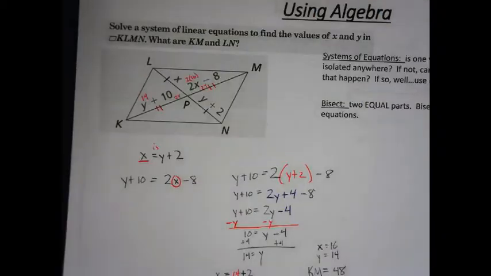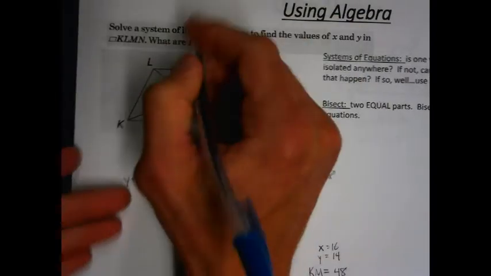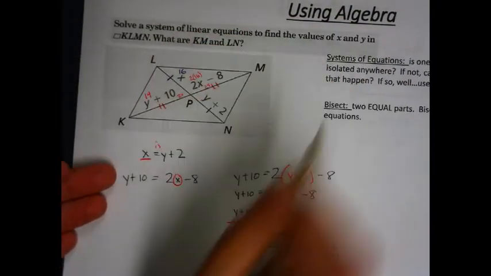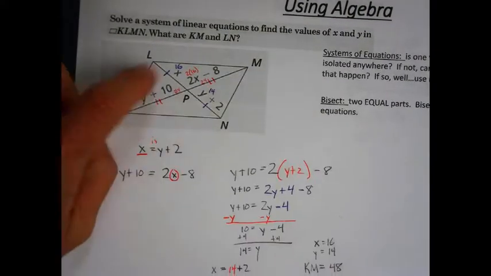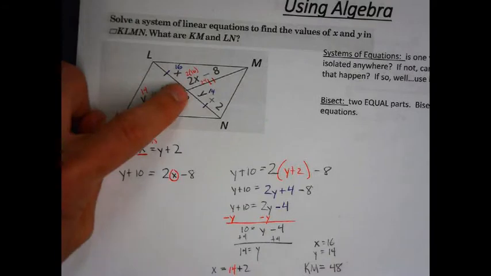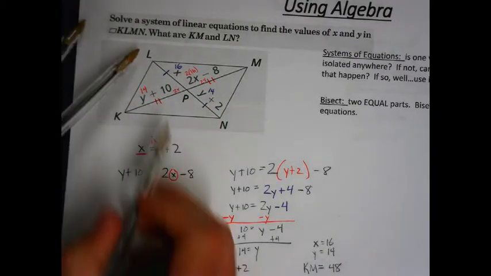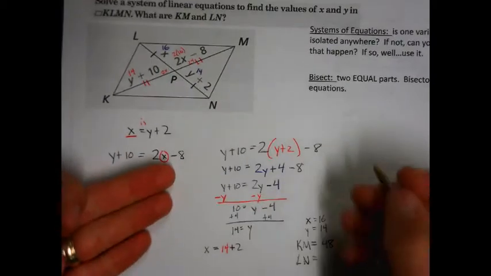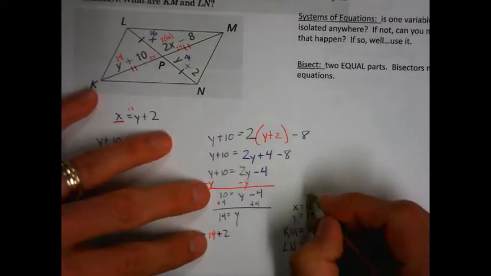We know L to P is x. What was x? It was 16. And we know y is 14 plus 2. So y is 14. So from L to P is 16. From P to N is 16. Well, then from L to N all the way across, 16 and 16 is 32.